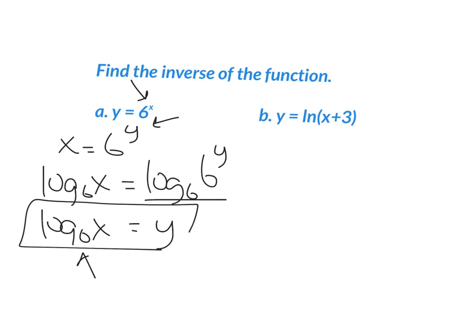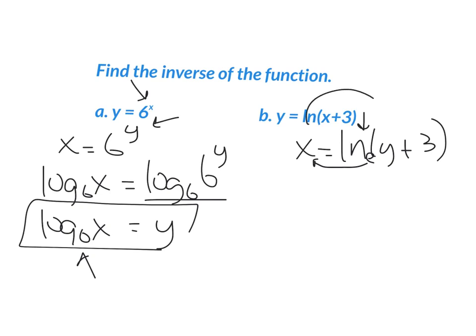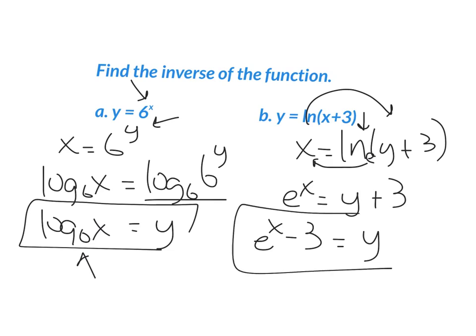Okay. The last one here, do the same thing. Put the x over here. I'm going to put the y on this side. And when I have a log already, the opposite of a log is an exponent. So I'm going to work this out. Don't forget the base here. The base is an e. So I'm going to do this little e right here. e to the x power is going to equal that. The same thing we started with today. So it's going to be e to the x equals y plus 3. And to get the y by itself, I'm just going to move the 3 to the other side. Just like that. And there's my inverse.